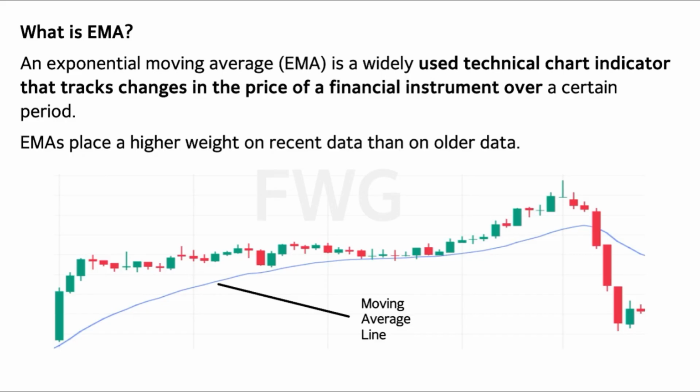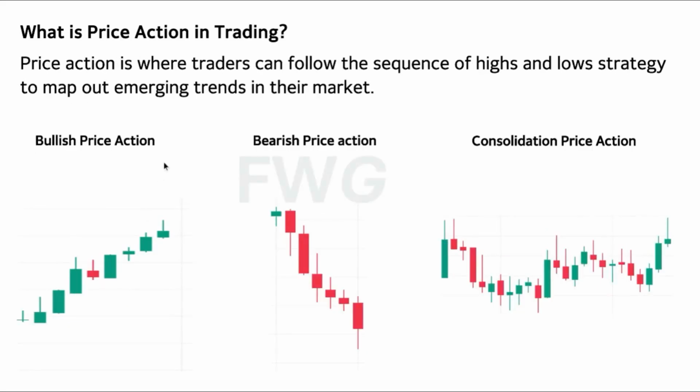Let's learn. Before moving on to the strategy, we should be familiar with two things: EMA and price action. EMA, the full form is exponential moving average. There are many theoretical definitions for that. And we'll be using the 20 EMA. Next is price action. In price action we have three things: bullish price action, bearish price action and consolidation.